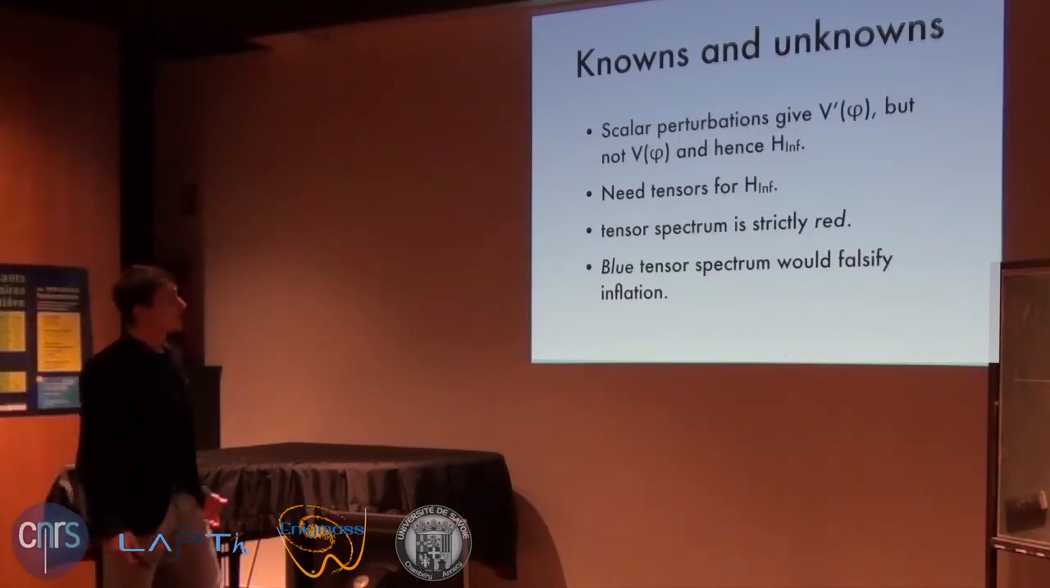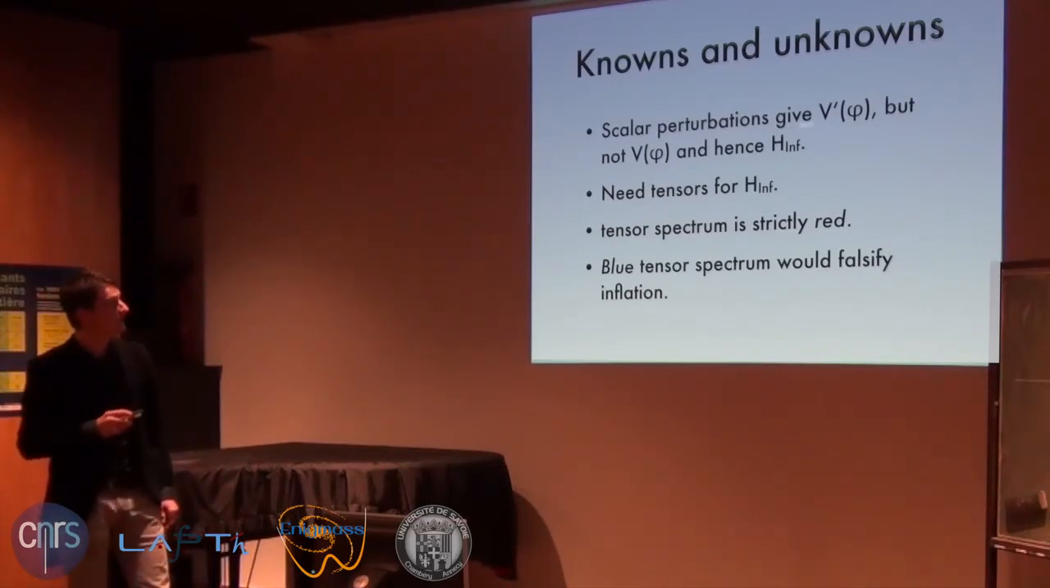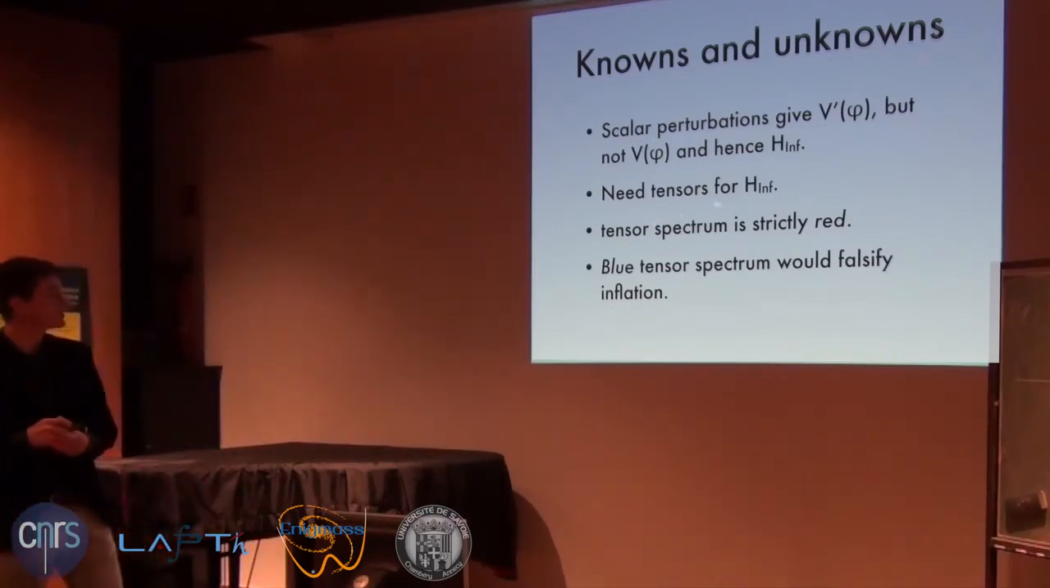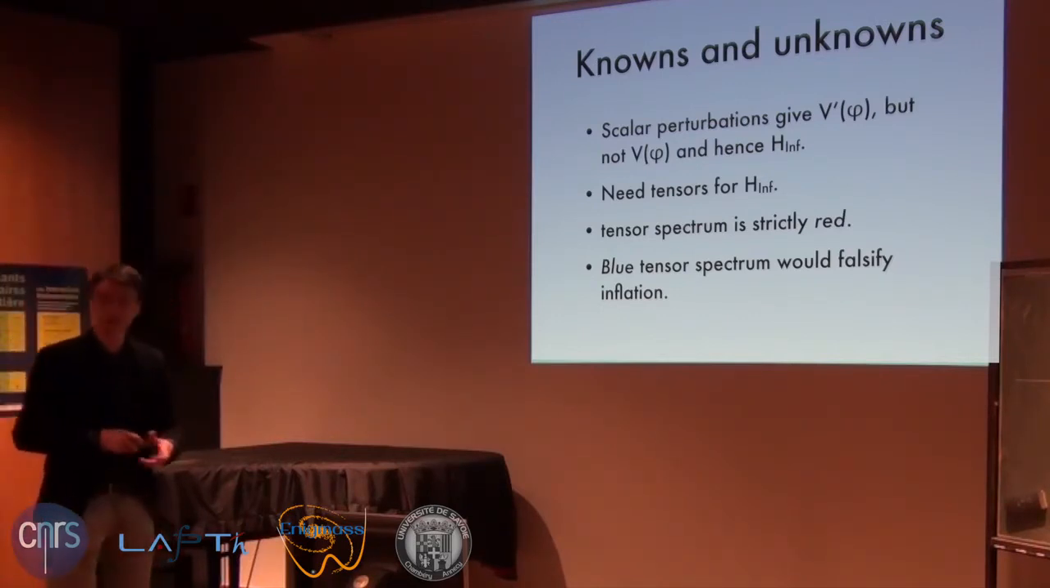So, what are the knowns and the unknowns about inflation? Scalar perturbations give away the derivative of the potential relative to the value of the potential, but they do not give away the exact value of the potential. They do not give away the scale of inflation. We would need an observation of the tensor perturbations to fix the scale of inflation, the energy scale at which it happened, to understand the physics that we're looking at.